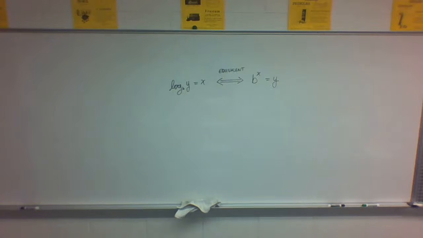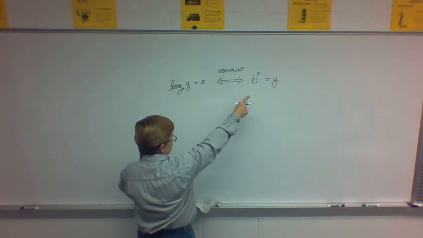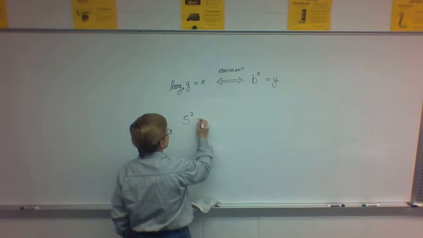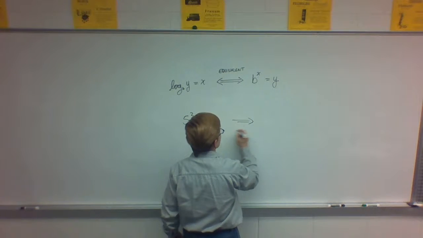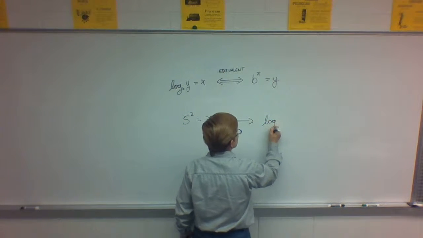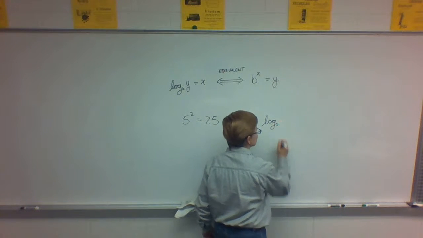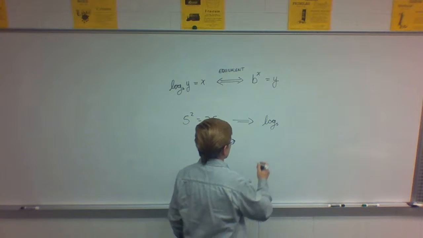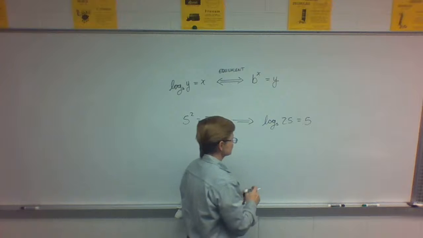The first exponent we have given to us is 5 squared equals 25. So we're coming over to this direction, but I'm starting with it here. 5 squared equals 25. Can you tell me how you'd write that as a log? Log what? Base 5. Make sure you include the word base so that the people that hear you understand you. Log base 5 of 25 equals 5. I'm sorry, equals 2.